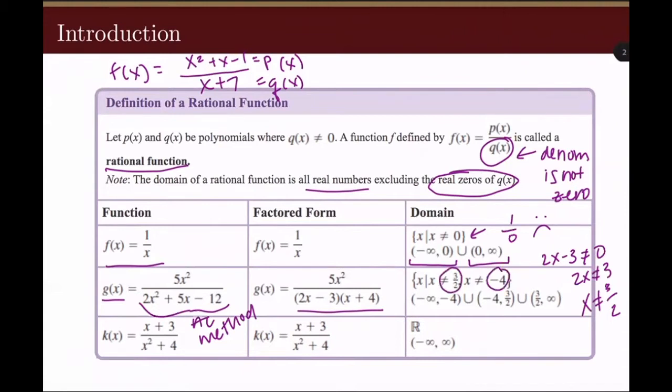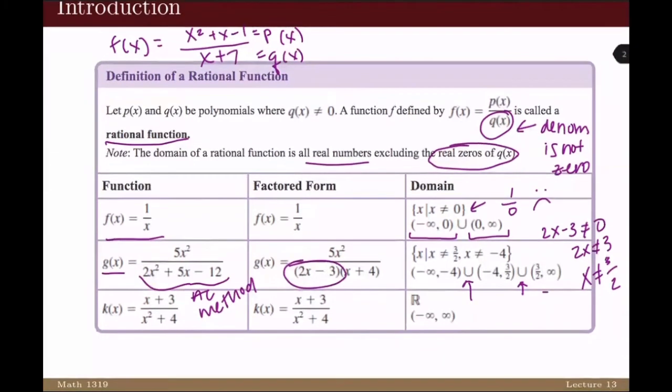So then this makes our domain in interval notation. We go from negative infinity to negative 4, and we have to stop here because negative 4 makes this denominator 0. And then we union it with negative 4 to 3 halves, but again we have to stop at 3 halves because that one makes the other piece of the denominator 0, this bit. And then we can go from 3 halves to infinity.